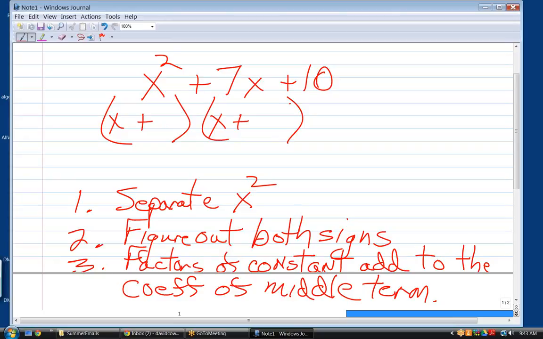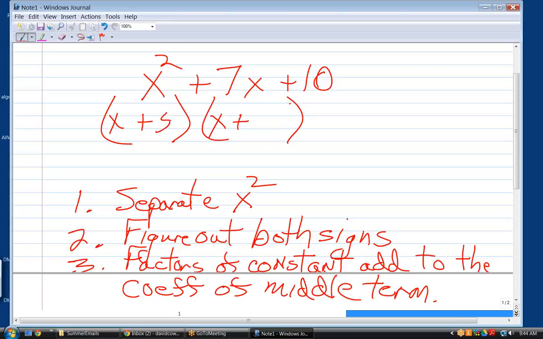Express it out loud. We need factors of 10 that do what? And add them to the middle term. So express it out loud by saying, I'm looking for factors of 10 that add to the number 7. What are they? 5, I need both factors of 10. In other words, it's not just 5, it's 5 times 2. When I say factors of 10, I mean the two numbers that multiply to 10.